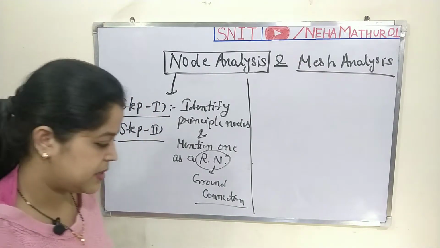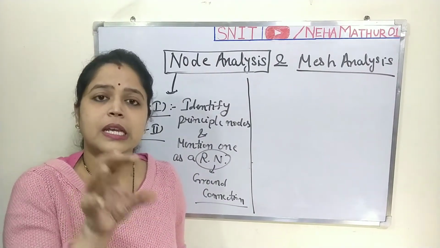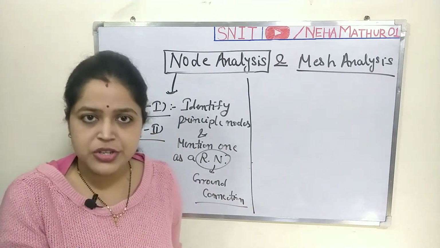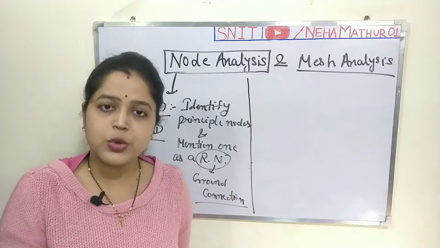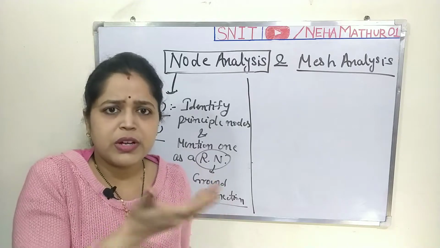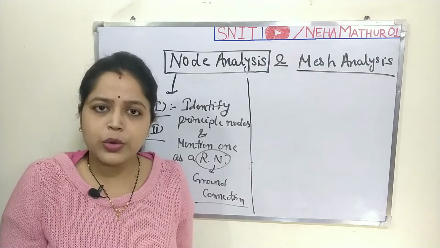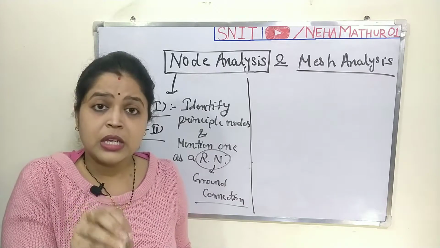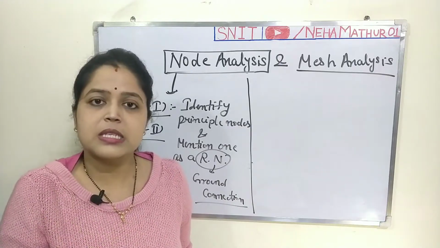Now come to the second step. This is the easiest step: labeling all the principal nodes. In the second step you will have to assign a label to each principal node. For example, suppose you have 3 to 4 principal nodes, then you can label them V1, V2, V3, V4, or VA, VB, VC, VD, or if you want you can use VP, VQ, VR, VS. You will just label all the principal nodes in terms of voltage. This is about the second step.